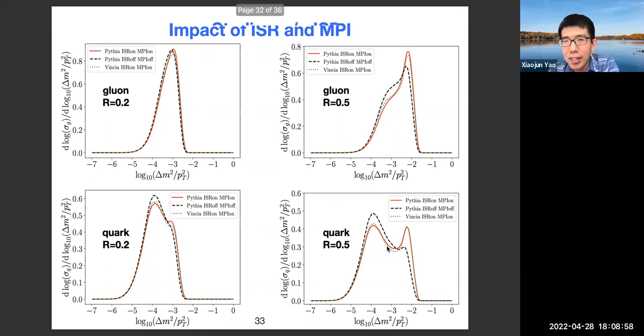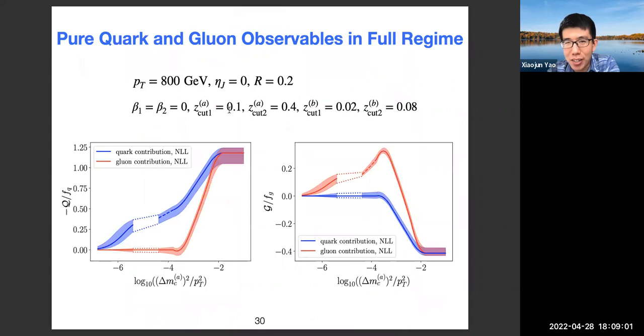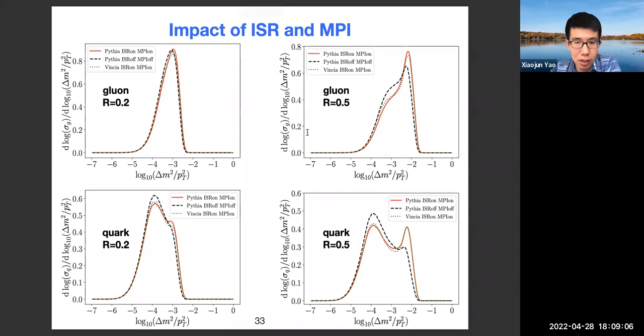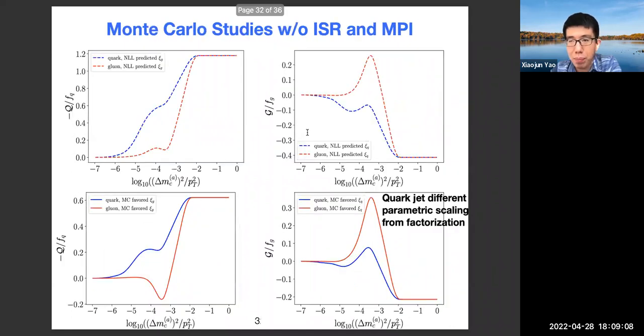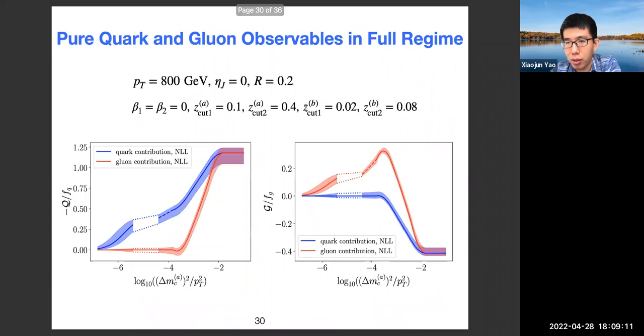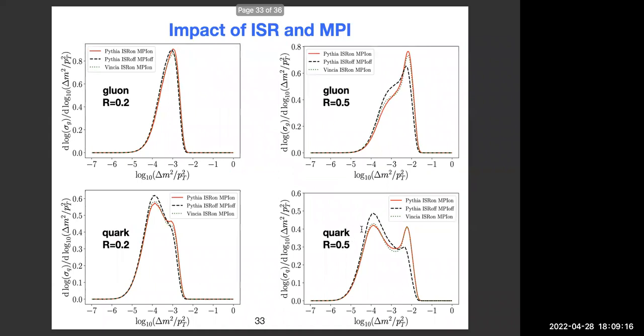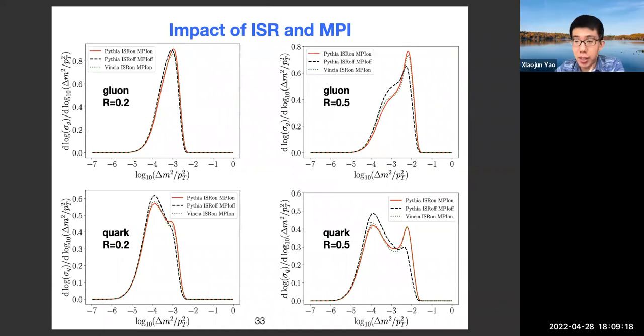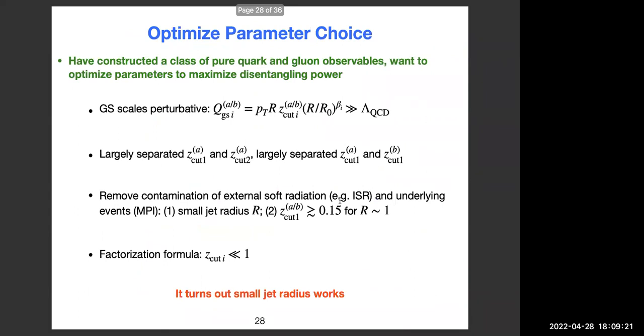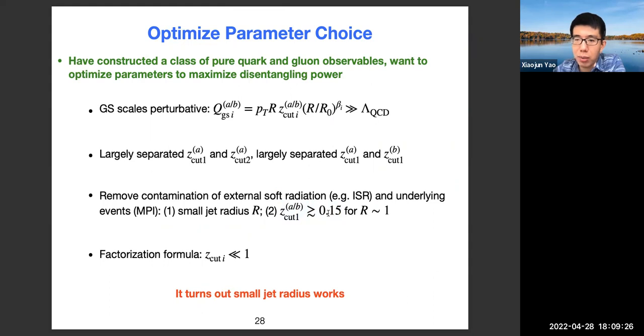Yeah, that's a very good point. That is because we choose, let me see, this plot. Yeah, I believe the Z cut parameter is 0.02 here. So you are not aggressive enough? Yeah, the Z cut is too small here. You're absolutely right. If we choose a Z cut on the order of 0.15, the ISR and MPI effects will be groomed away by the soft drop grooming.